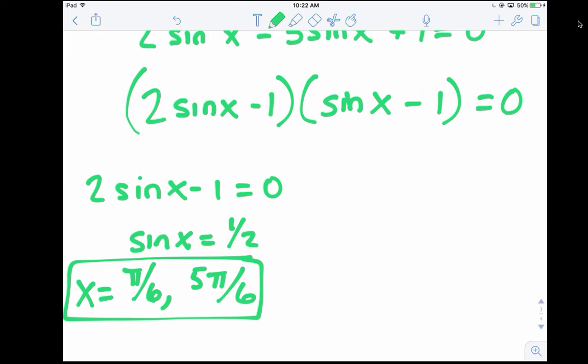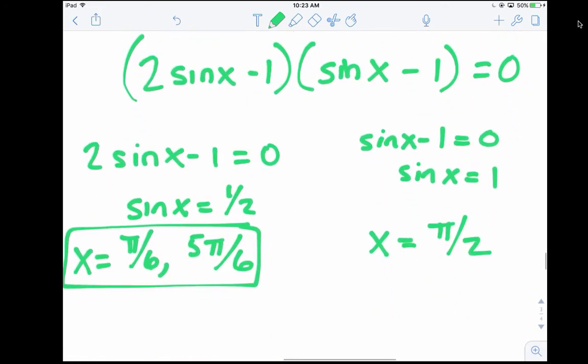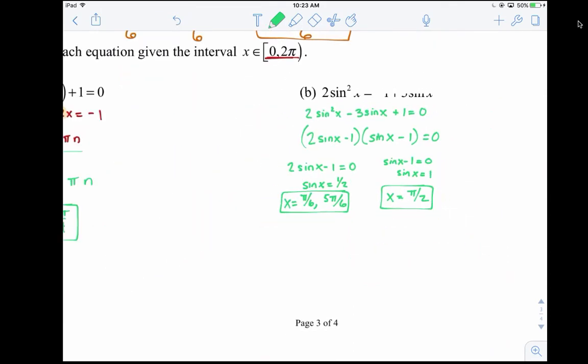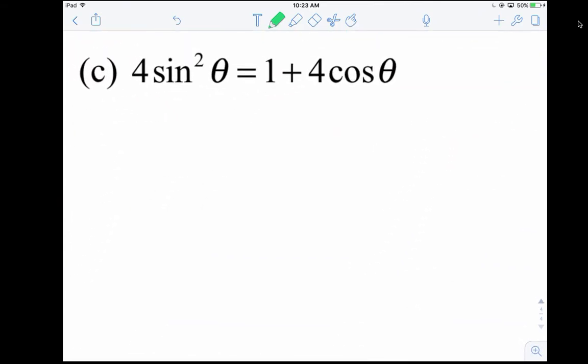And then the other one would be sine of x minus 1 is equal to 0. So where does sine equal 1? That would be at x equals pi over 2. All right, so your three answers there: pi over 6, 5 pi over 6, and pi over 2. Okay, moving on to the last couple.